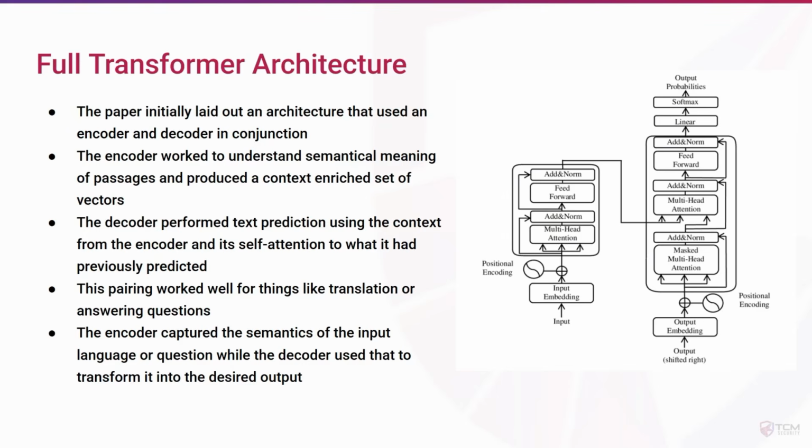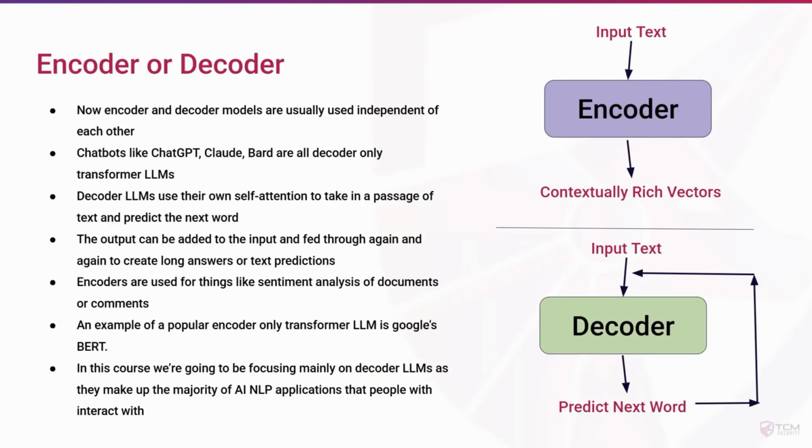And this also worked well for things like answering questions, where the question could go into the encoder and it could capture the semantic meaning of that question and feed into the decoder, which would use that along with the words that it was predicting and its own attention to come up with text predictions. So over time, the encoder portions and decoder portions of the transformer architecture got good enough that it made sense for them to be used independent of each other.